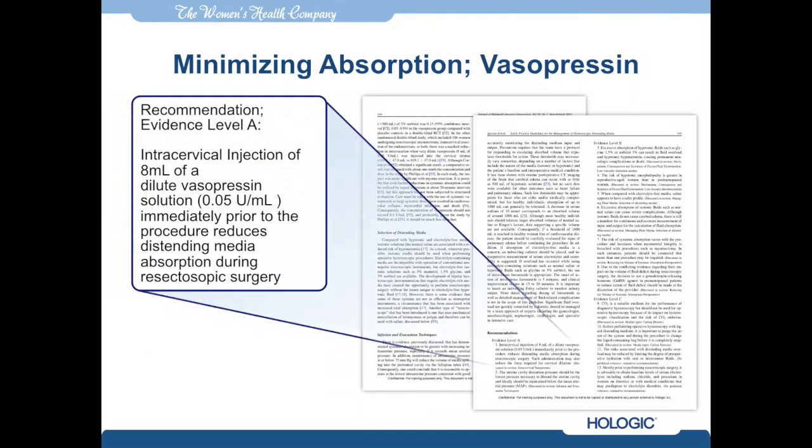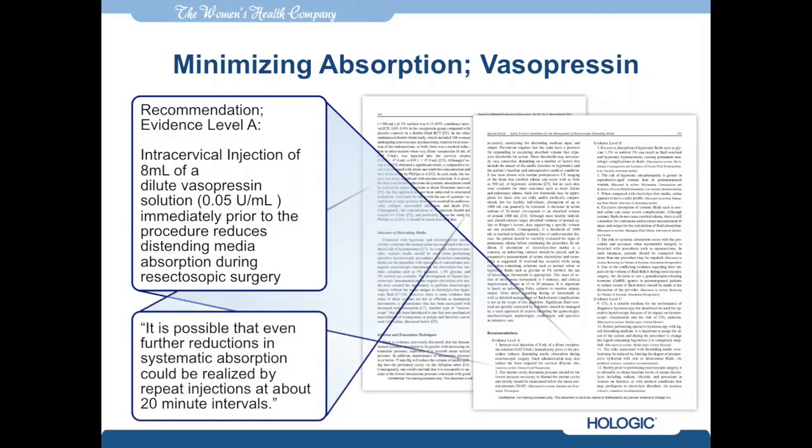Use of 0.5 units per mL of dilute vasopressin with injection of 8 mLs prior to the procedure, and repeating the injections at 20-minute intervals has been shown to significantly reduce absorption of distension media during hysteroscopic surgery. These are not my recommendations or the recommendations of Hologic. This is an evidence level A recommendation per this article. The use of dilute vasopressin is ultimately at the physician and/or practice's decision.